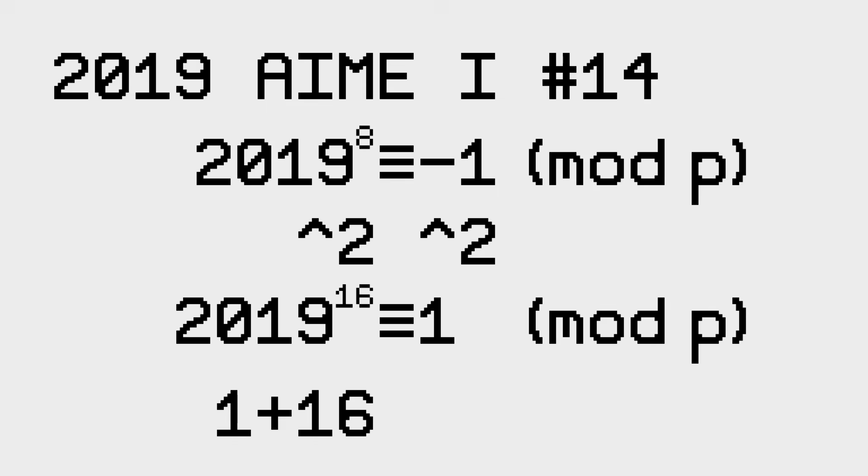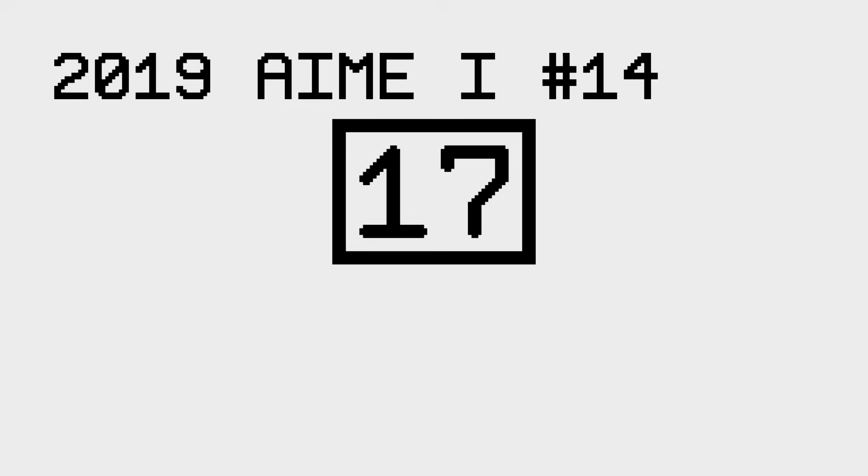If we add 1 to 16, we get 17, which is a prime number. So we can use Fermat's little theorem to prove that 2019 to the power of 16 is congruent to 1 mod 17. This means 17 must be our answer. We can test this by hand, which is what you need to do on the test, but to be quick, I will test it by putting it into a computer.